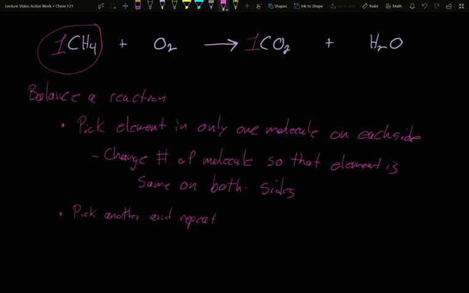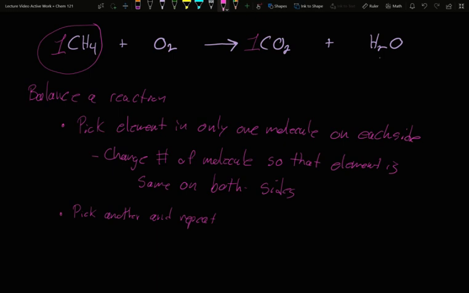Because I said I'm only going to have one of these so that my carbons are one, I have to only have one of them for the hydrogens as well. And so I have 4 hydrogens on my left, on my starting materials. Way over here, my waters, well, each has 2 hydrogens, so I need a total of 4 hydrogens.